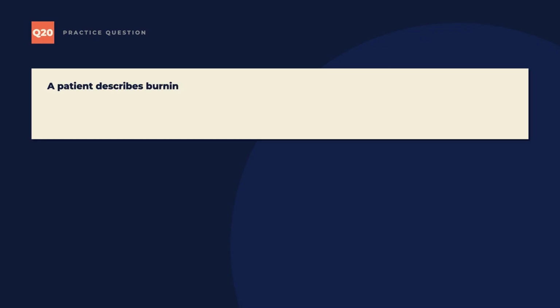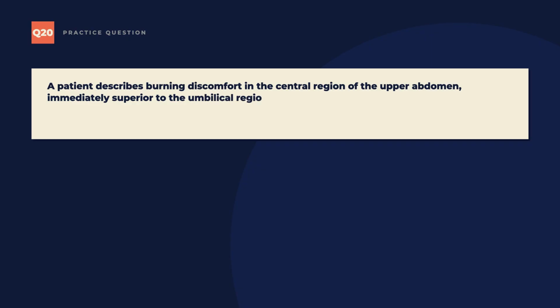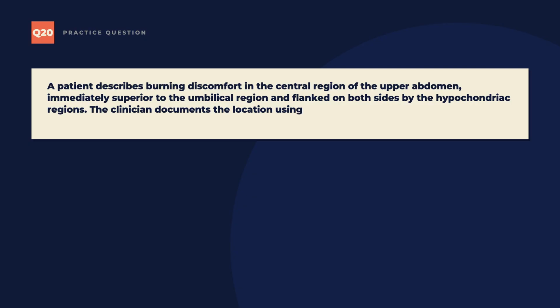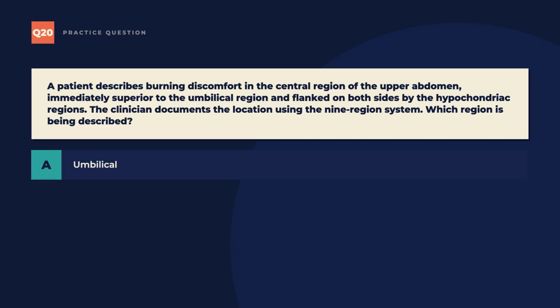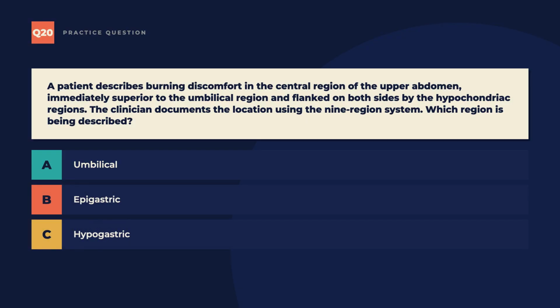Question 20. A patient describes burning discomfort in the central region of the upper abdomen, immediately superior to the umbilical region and flanked on both sides by the hypochondriac regions. The clinician documents the location using the 9-region system. Which region is being described? Your options are A. Umbilical, B. Epigastric, C. Hypogastric, D. Right hypochondriac. What's your answer? Commit to one before I continue.